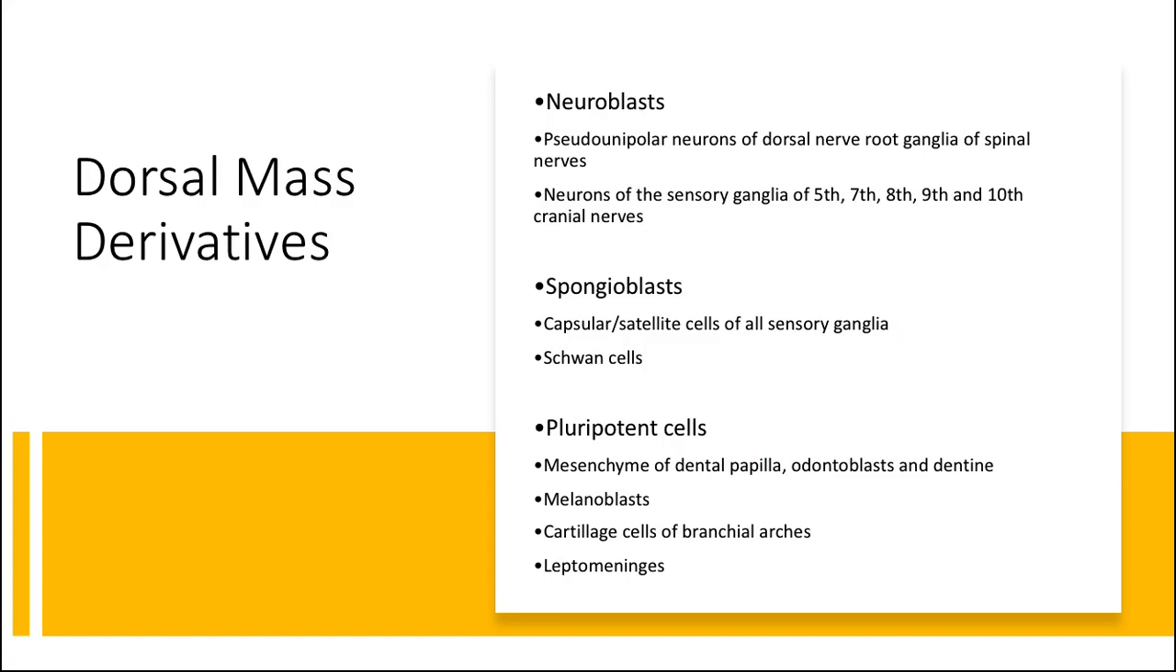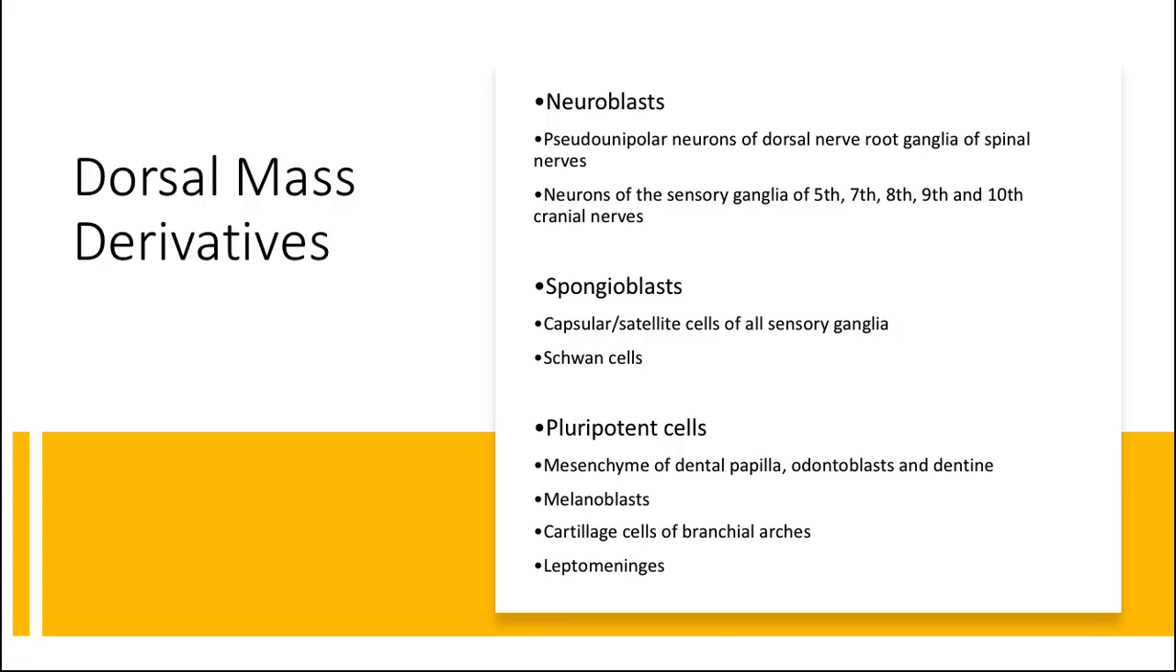Pluripotent cells form the mesenchyme of dental papilla, odontoblasts and dentine. They also form melanoblasts, which are the pigment cells of skin, cartilage cells of branchial arches, and leptomeninges. Leptomeninges form the pia mater and arachnoid mater.